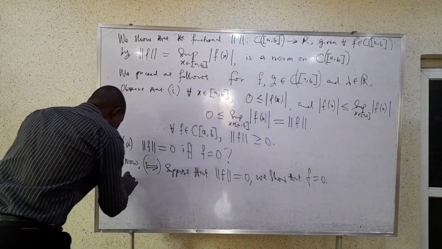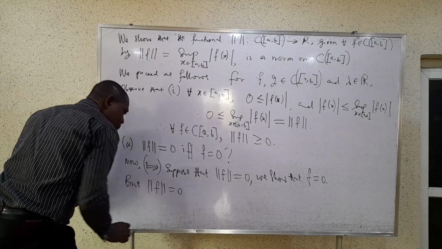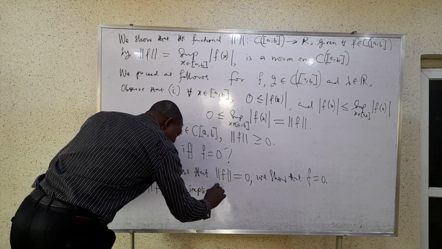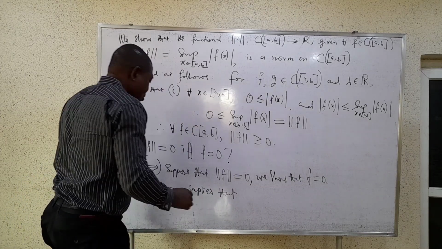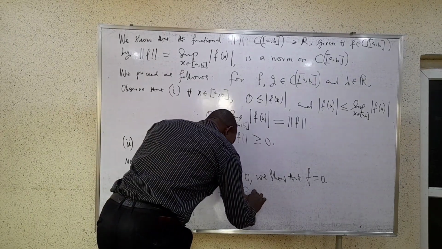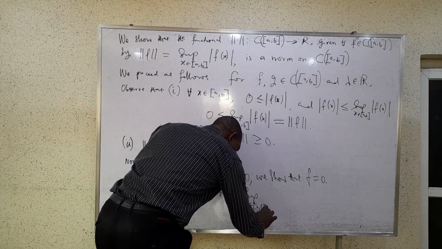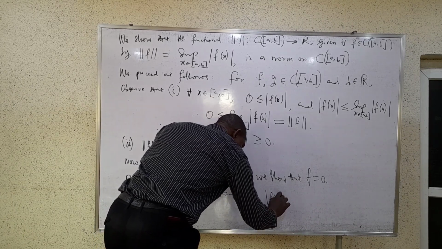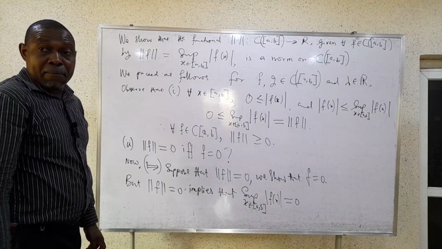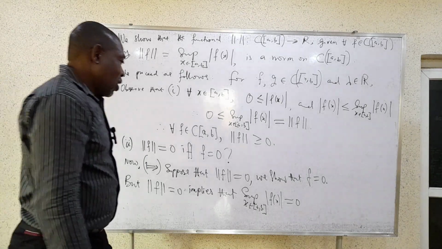But this thing equal to 0 implies, actually it's equivalent but, implies that what? Supremum over x in [a,b] of absolute value of f of x is equal to 0.